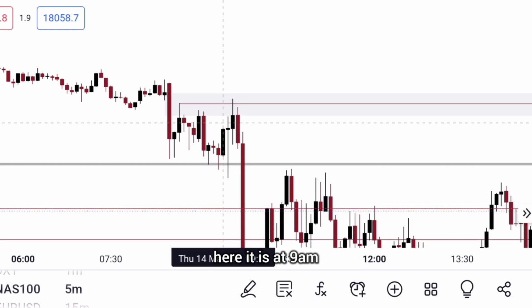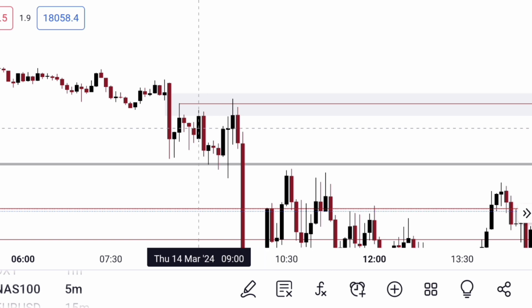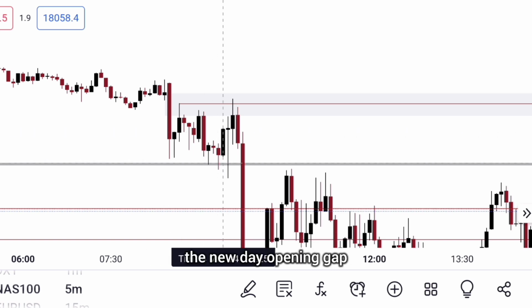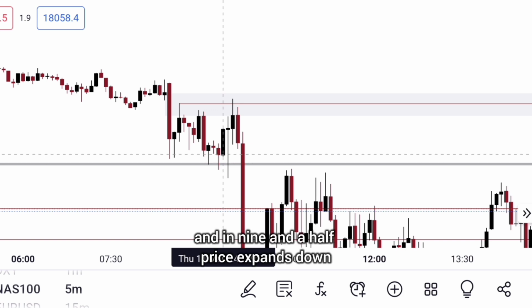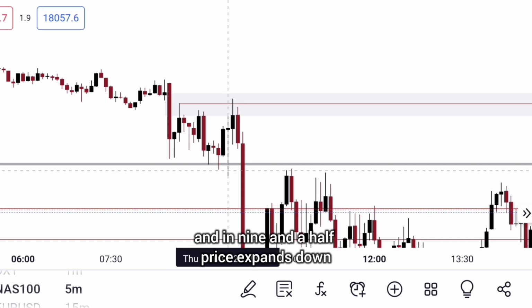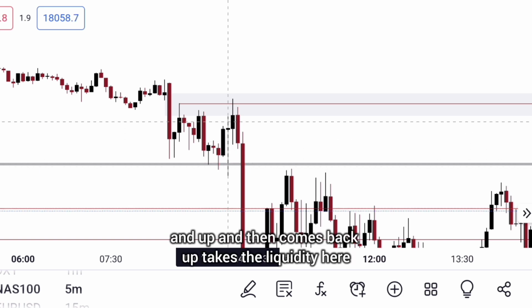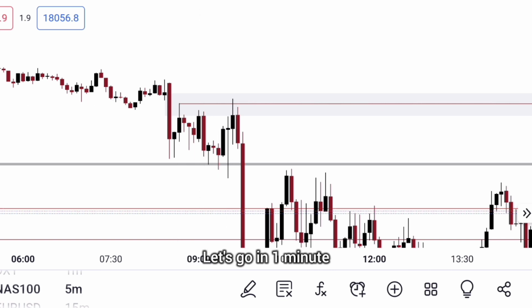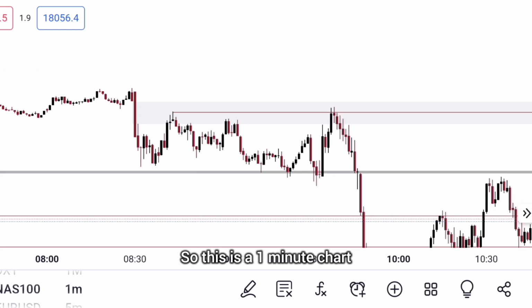Here he is at 9 a.m. Price declines here to first draw on liquidity, the new day opening gap, and in 9:30 price expands down and up and then comes back up, takes the liquidity here. Let's go in 1 minute. So this is the 1 minute chart.